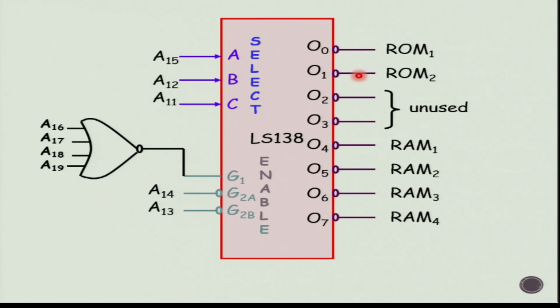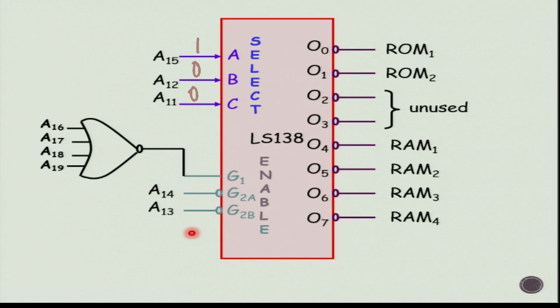If it is going to be 100, in that case it was RAM 1. 101, it was RAM 2. 110, RAM 3. 111, it was RAM 4. So output 4 to output 7 is connected from RAM 1 to RAM 4. Output 0 and output 1 are connected to ROM 1 and ROM 2, which leaves output 2 and 3 unused because we didn't have any memory map in that area. So this is going to remain unused.